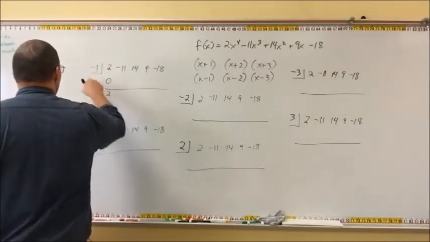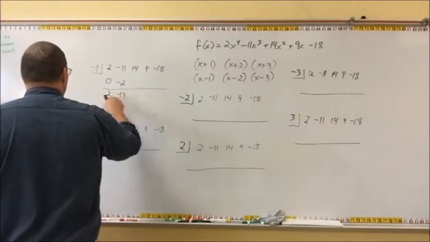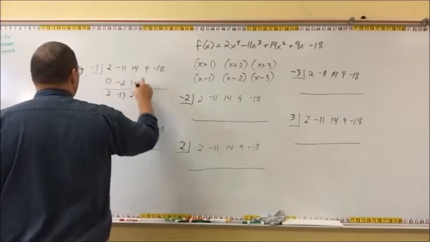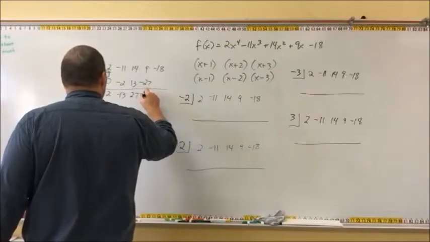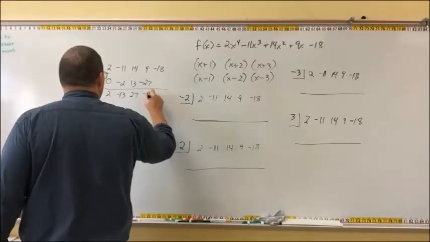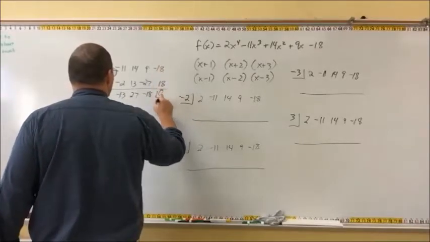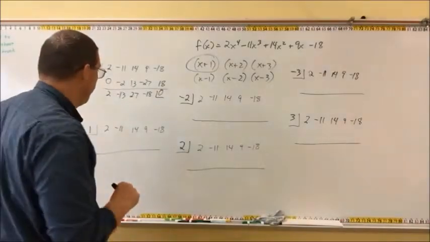2 plus 0 is 2, times -1 is -2. Minus 11 is -13, times -1 is +13, plus 14 is 27, times -1 is -27, plus 9 is negative 18, and negative 18 times negative 1 is positive 18, minus 18 is a remainder of 0. That means x plus 1 is a factor, so I'm going to circle it.